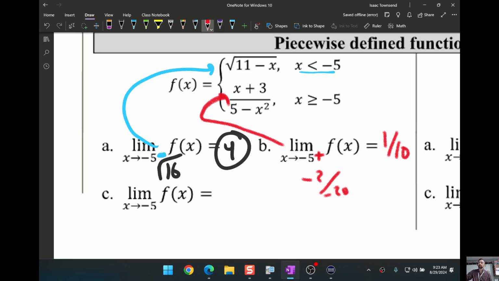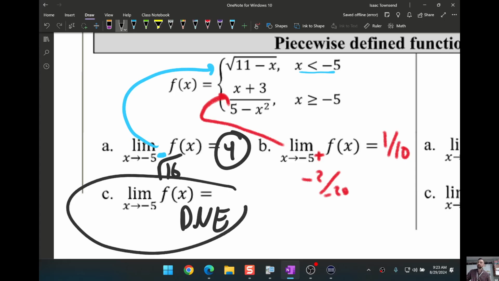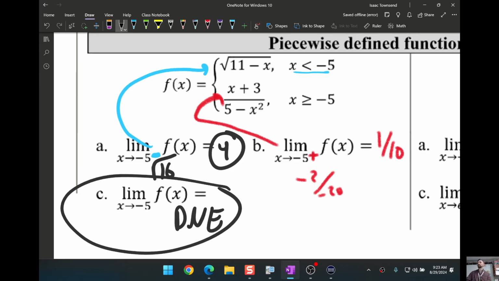And then part C. Now it's not talking about left or right. So if the limit from the left is 4, the limit from the right is 1/10, what does that tell us about the limit? Good, those have to be the same. If it doesn't designate direction, those have to be the same. I know you've heard that 20 times at this point, but it's important to keep emphasizing that. No matter if we're talking about a table, a graph, or a piecewise function, for the limit to exist, it has to approach the same number on the left and the right.